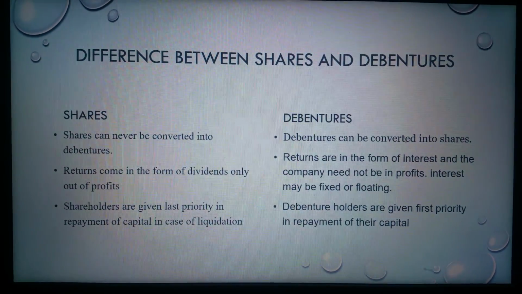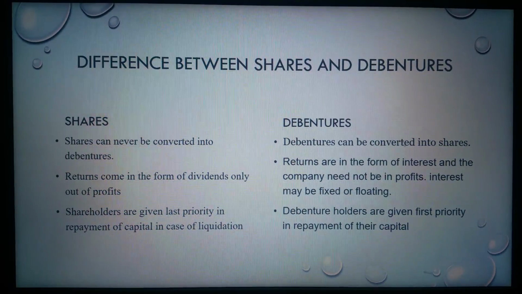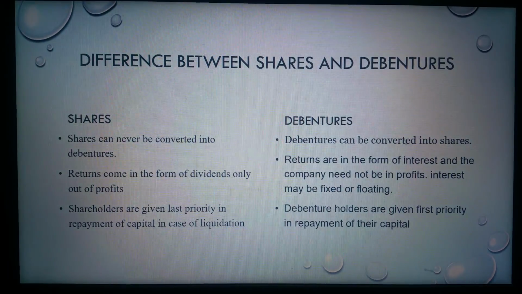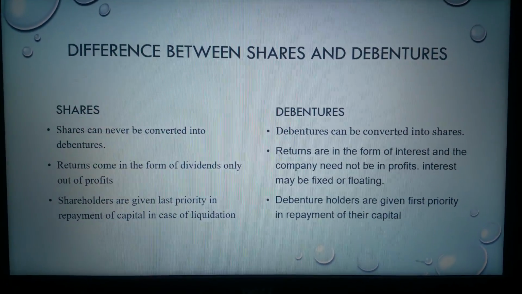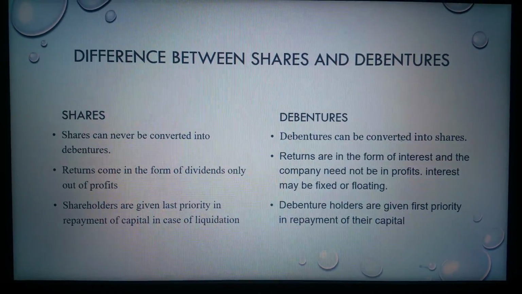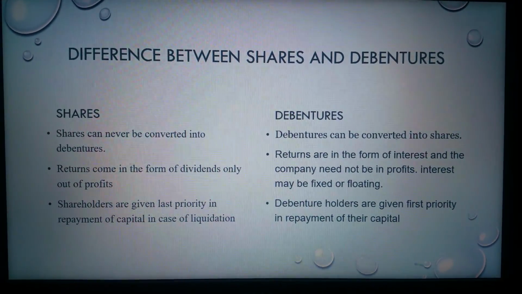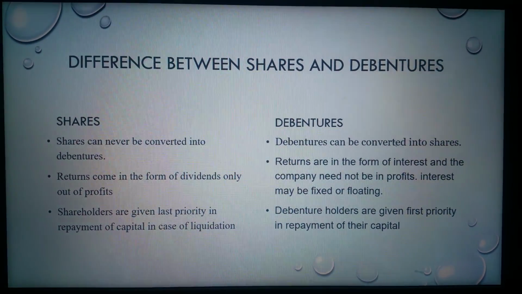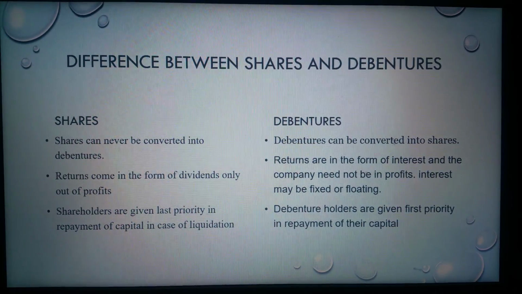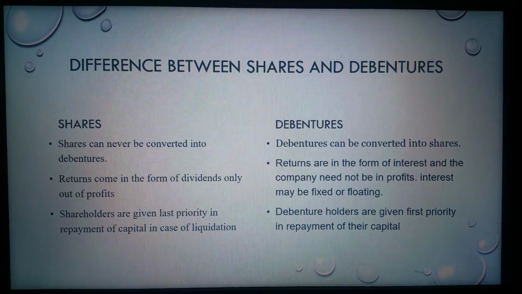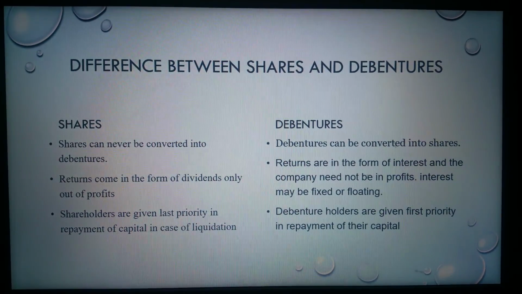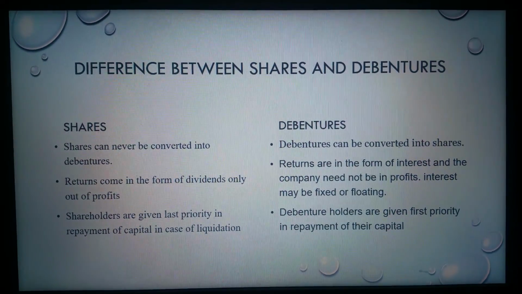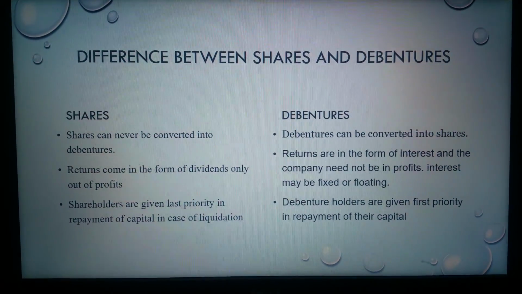Further, in the case of shares, the returns, that is the dividends paid to the shareholders, are paid only out of the profits of the company. Whereas in the case of debentures, the return is in the form of interest. So whether the company makes profits or not, the interest has to be paid to the debenture holders. Again, the rate of interest may be fixed or floating. Fixed is when the rate of interest has been pre-decided at the time of issue of debentures. Floating is when the rate of interest keeps on changing depending on the profits of the company. So if the profits are more, the debenture holders' interest rate will also be more, and vice versa.